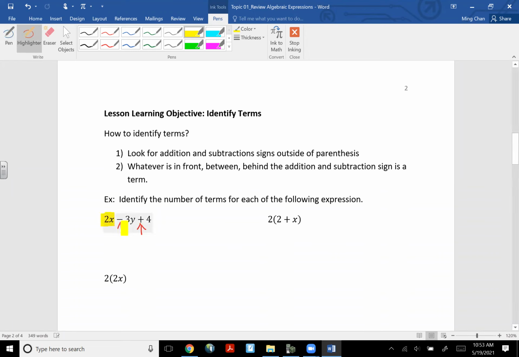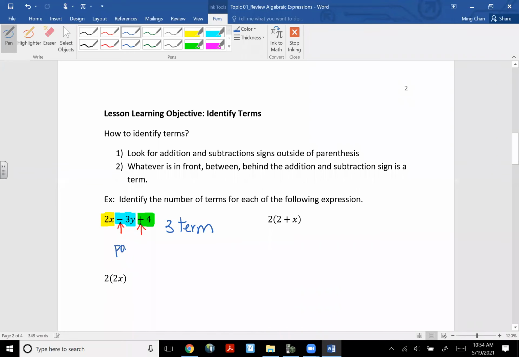What's in between the subtract and the plus sign has got to be a term. 3y is a term. But the subtraction sign always goes with the term that follows. So this subtraction sign actually belongs to the 3y. So my second term is actually negative 3y. Behind the plus sign is a term, and the plus sign goes with the 4. So my third term is going to be positive 4. So here I've got three terms.